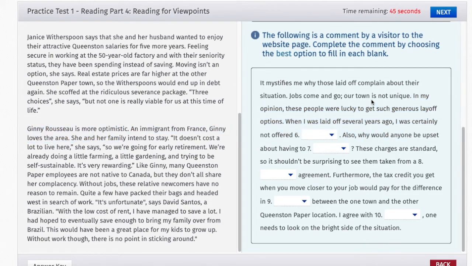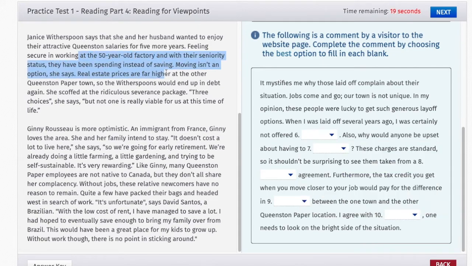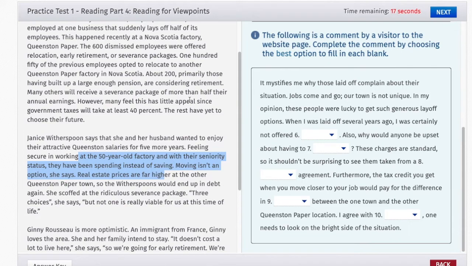You see here, in my opinion. And we need to try to think, what does this person think about what is being spoken here? What about the topic? So it says here, when I was laid off, I was certainly not offered. So something related specifically to what they mentioned here, probably about when they were laid off.